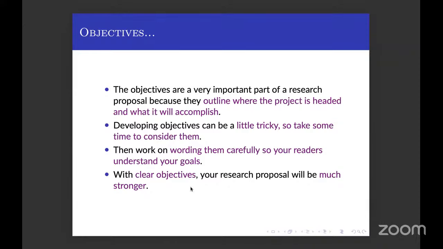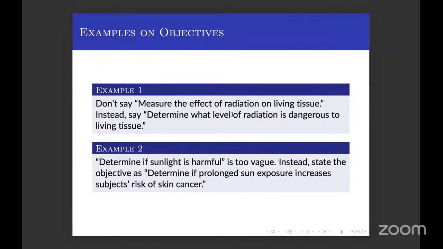Let me give you an example. Don't say measure the effect of radiation on living tissues. Instead say determine what level of radiation is dangerous to living tissues. Then don't say determine if sunlight is harmful, which is too vague. Instead say determine if prolonged sun exposure increases subject's risk of skin cancer. Skin cancer is a buzzword and it is very good that I am going to find this problem. So these are examples of how to write objectives.